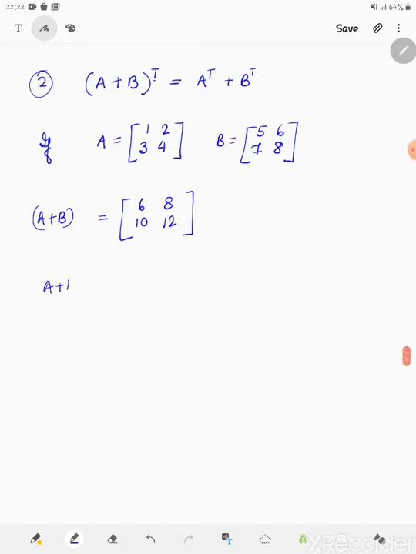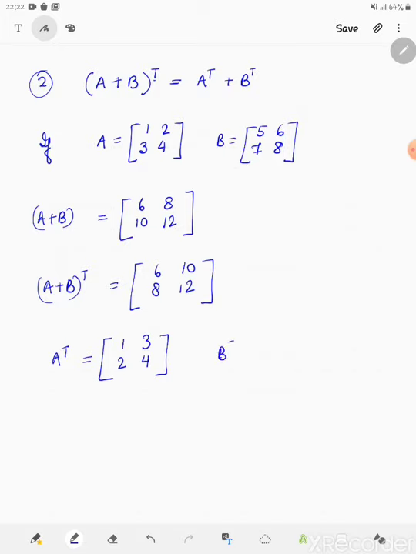Now we find the transpose of this matrix A plus B. So what do we get? 6, 8, 10 and 12. Okay. Now we separately find the transpose of both the matrices A and B. So what is A transpose? A transpose is 1, 2, 3 and 4 written in alternate fashion, right? यानी हम रो को कॉलम में परिवर्तित करके लिख रहे हैं. B ट्रांसपोज क्या हो जाएगा? उसी तरह से 5, 6 रो में है उसे कॉलम में लिखेंगे, 7, 8 रो में है उसे कॉलम में लिखेंगे. इन दोनों को अब ऐड करते हैं.